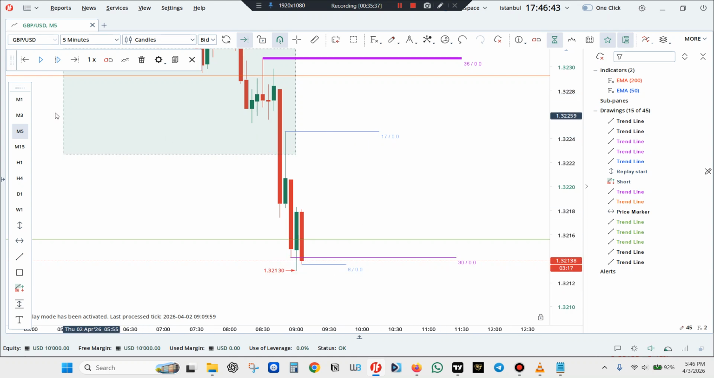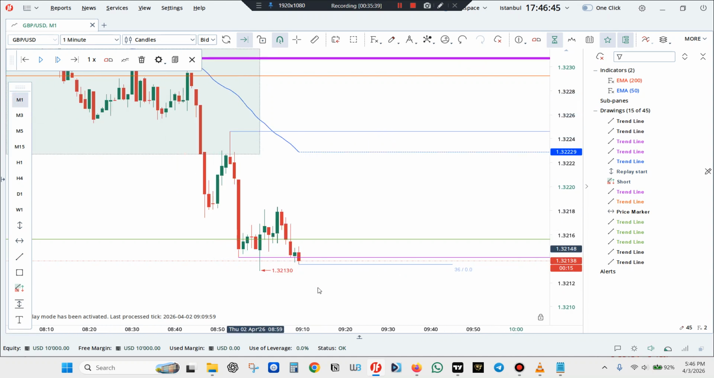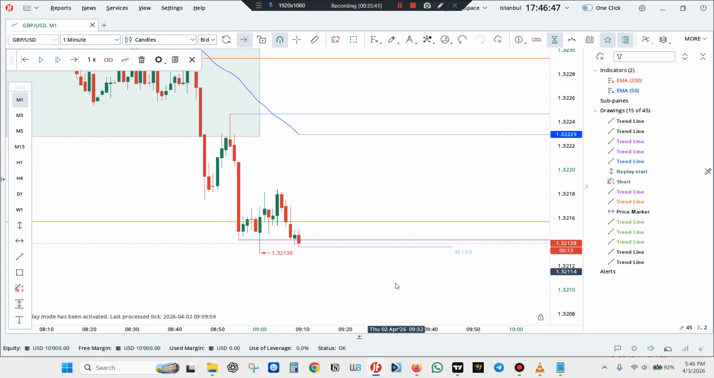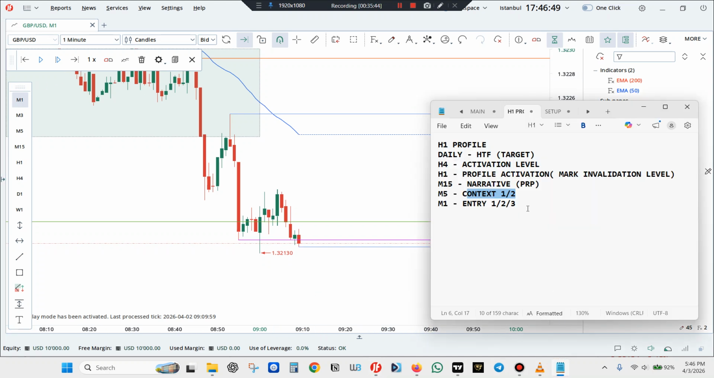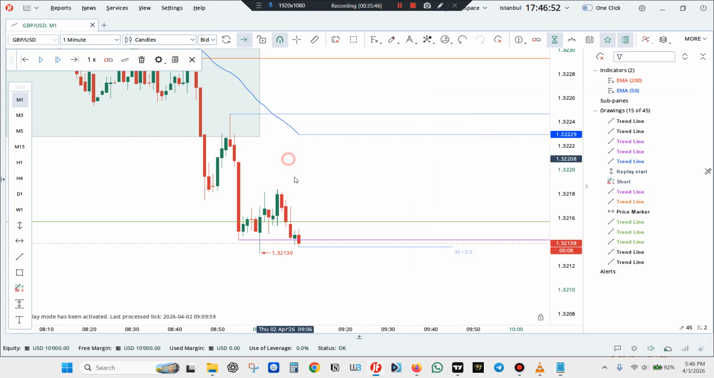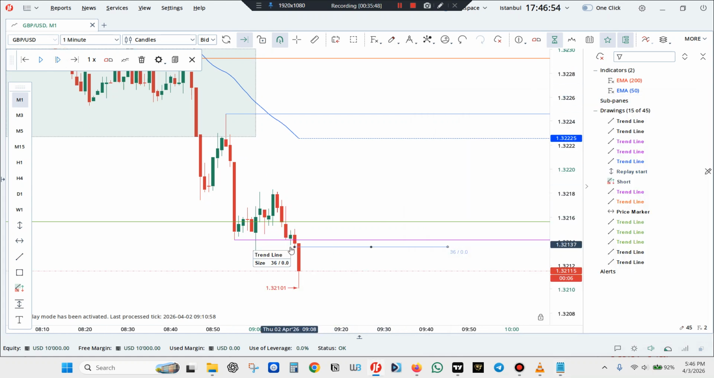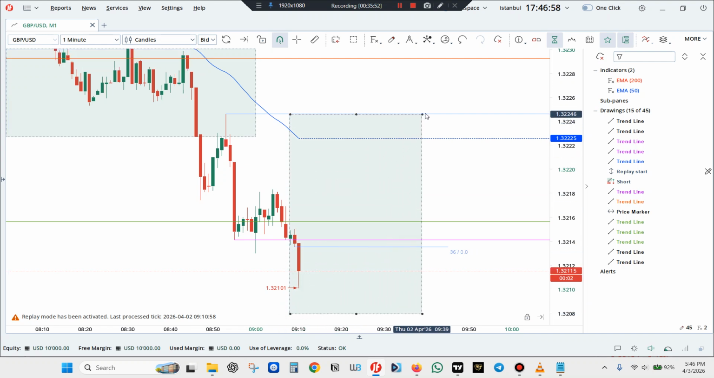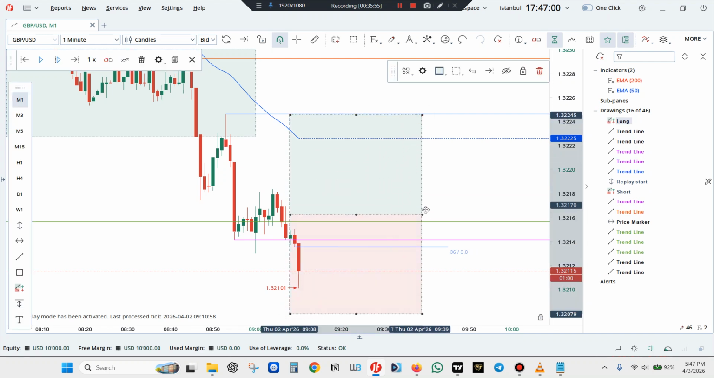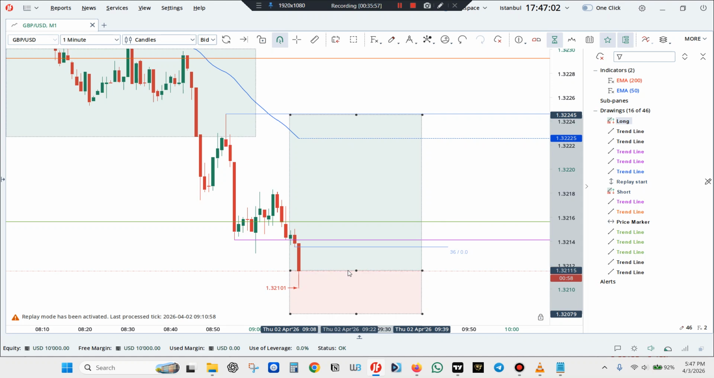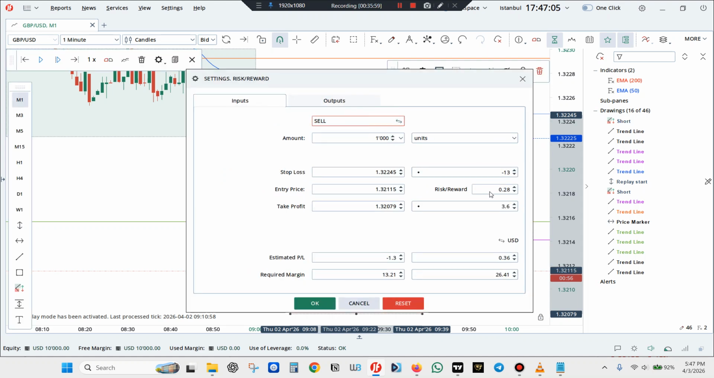This is our entry activation level. So we switch to 1 minute for our entries. So the first, second, or the third. You know that our entry is the first, second, or the third. So the first candle activated. So we enter this trade. Our stop loss right there. Our entry is here. We are selling this market.